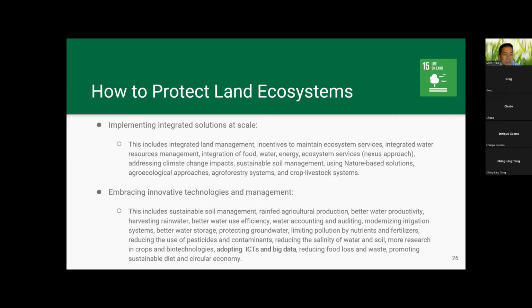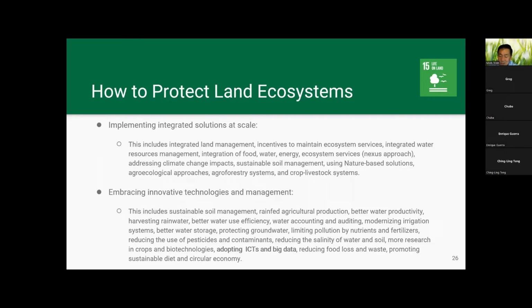Other ideas: implementing integrated solutions at scale. So you should do it in a coordinated and integrated way. It's probably not easy in practice. Embracing innovative technologies and management. These are all good ideas, and I think you see a lot of AI applications in that. Sustainable soil management, rain-fed agricultural production. So don't use water from underground, but use the rain. Better water productivity, don't waste water. Harvest rainwater, better water use efficiency, water accounting and auditing.